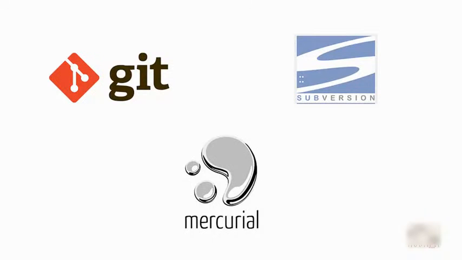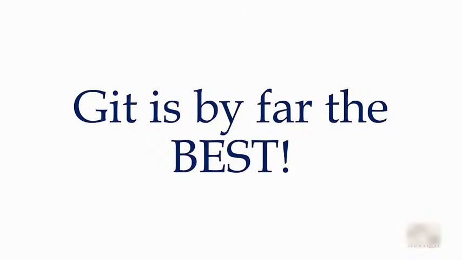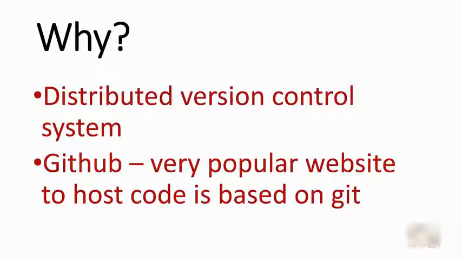Now there are different version control systems available in the market. For example, Git, Mercurial, Subversion, etc. But Git is by far the best version control system. I will tell you two reasons. Number one is it is a distributed version control system where the version history is maintained on your local computer as well as it is maintained on the cloud.